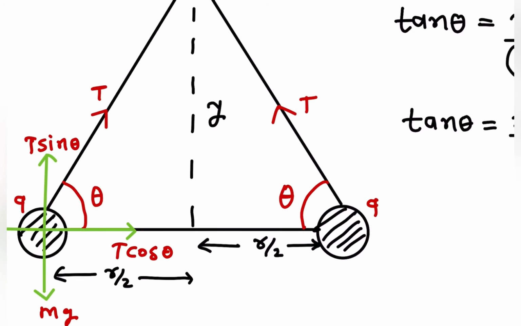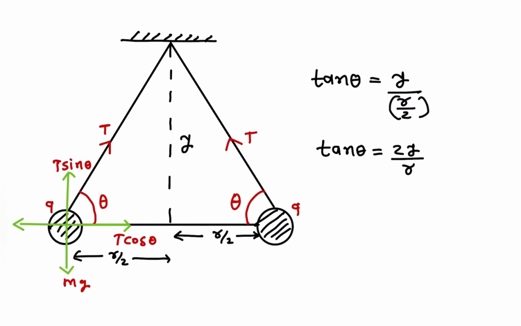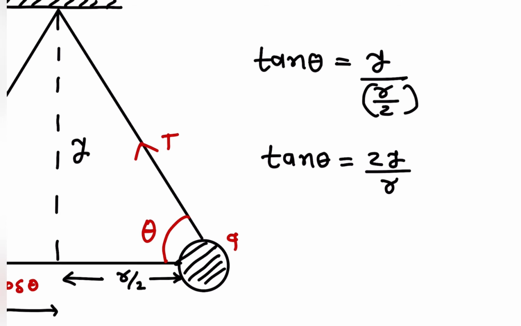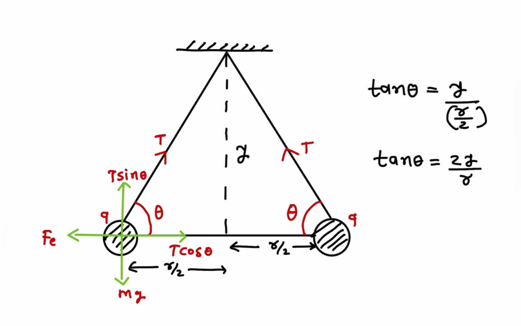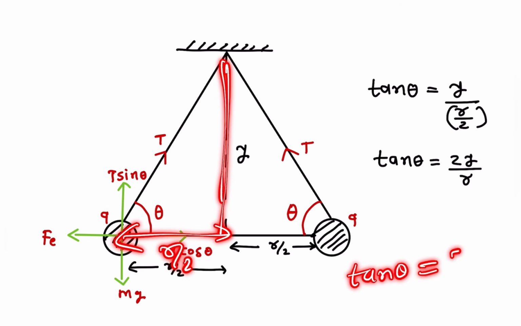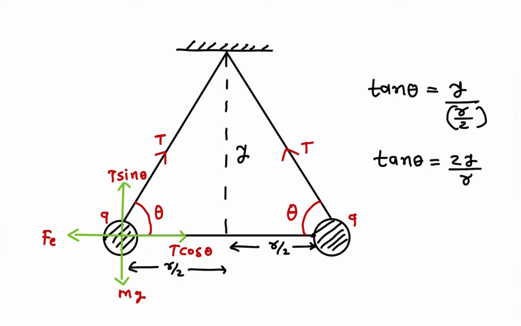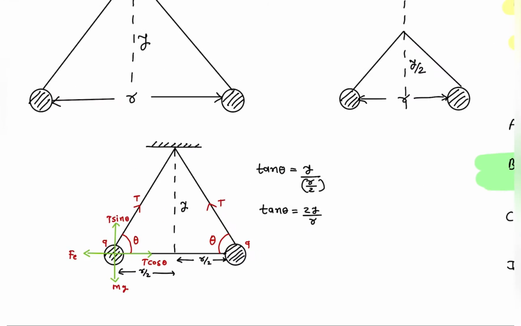Now from the figure, tan theta is equal to y by r by 2, that is y divided by r by 2. So tan theta is equal to 2y by r. Here, in this triangle, tan theta is equal to the opposite side y divided by the adjacent side r by 2, so tan theta is equal to 2y by r.